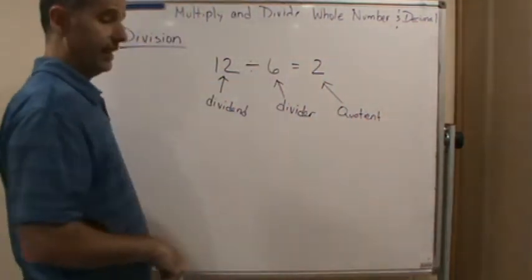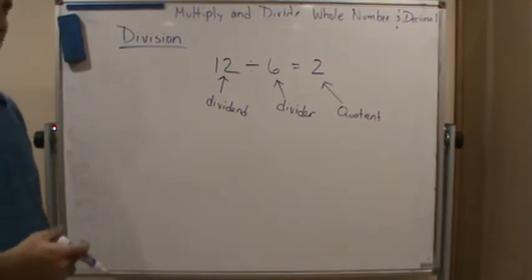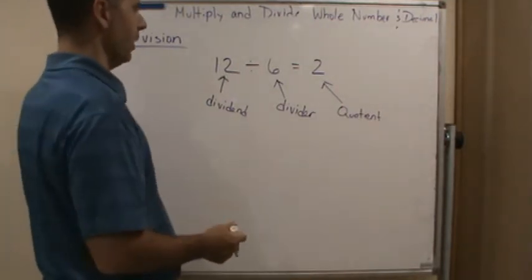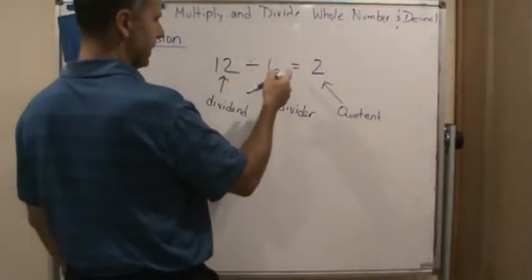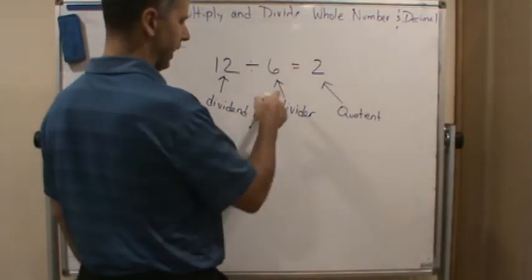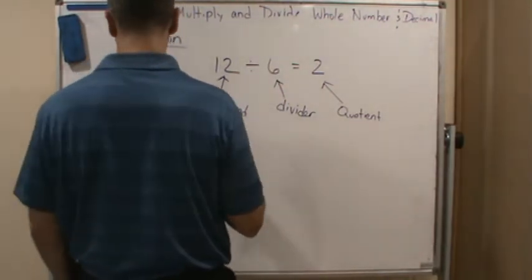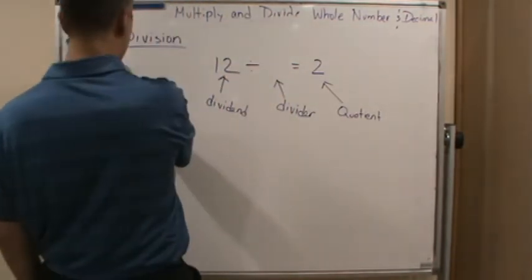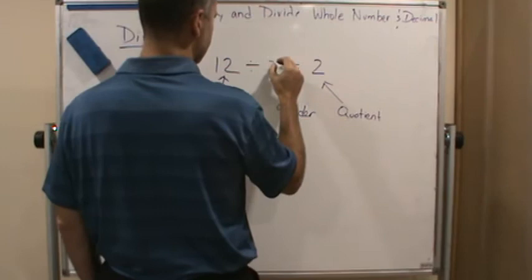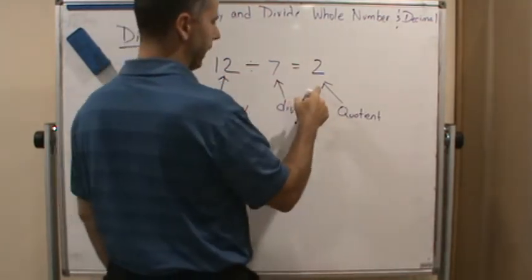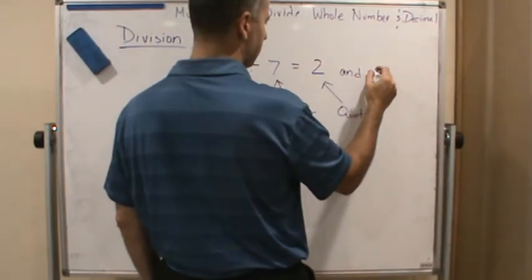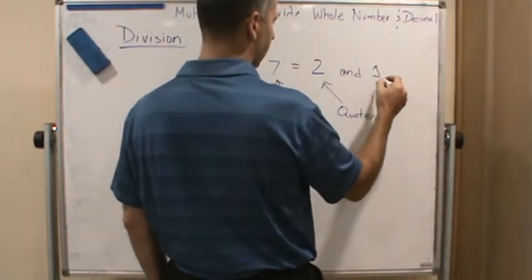Now in this case, it evenly divides, right? And what we talk about is that there's no remainder. So if there's no remainder, then it divides evenly. So 12 divided by 6 just gives us 2, so it divides evenly. But if we change this to 7, then we would get a remainder. So this would equal 2, and then plus a remainder of 1.